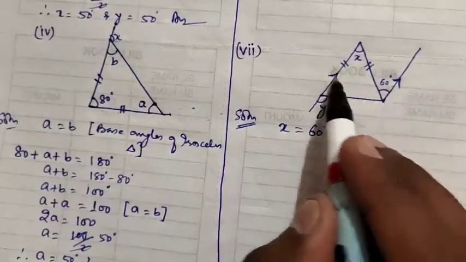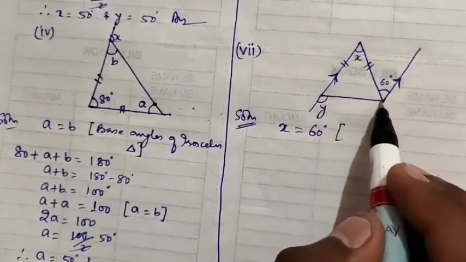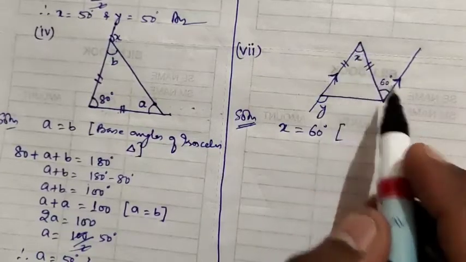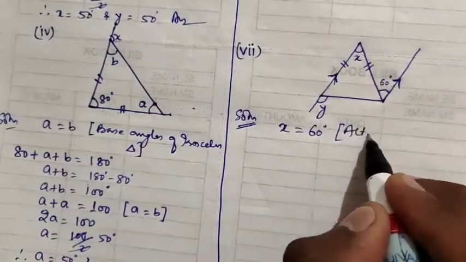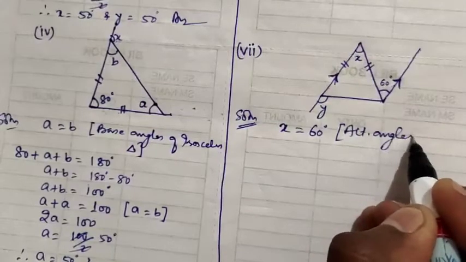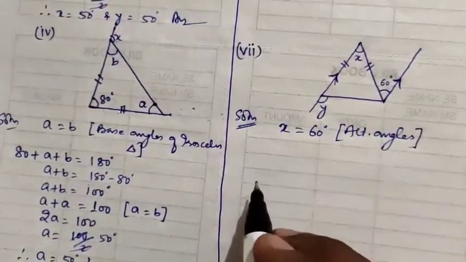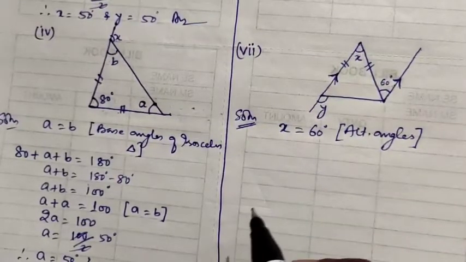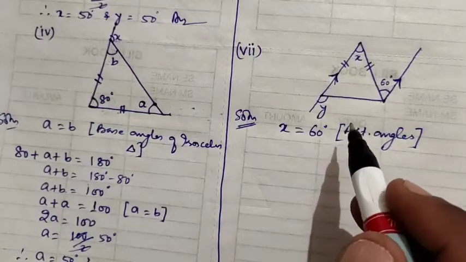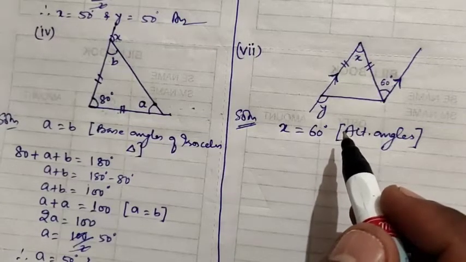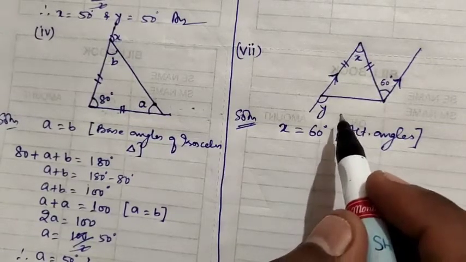Since both lines are parallel, this will act as a transversal. x and 60 will be alternate angles, a pair of alternate angles. The value of x we have got. Now we have to calculate the value of y. How we will calculate the value of y?